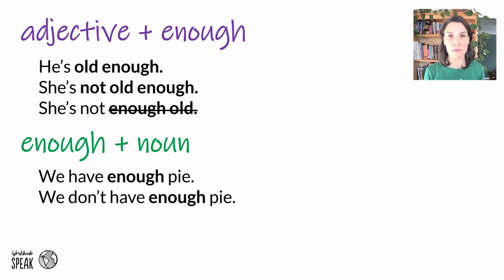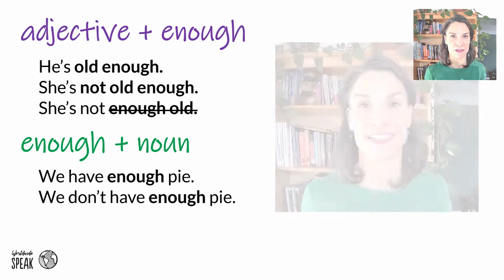The best way to remember this, I think, is just to remember one example of each. So old enough, enough pie. And then when you go to use these words, you'll think about if you're using an example which is closer to old enough or enough pie, and that way you will use enough in the right position. So I hope this helped answer some of your questions about how to use enough, very, and too.